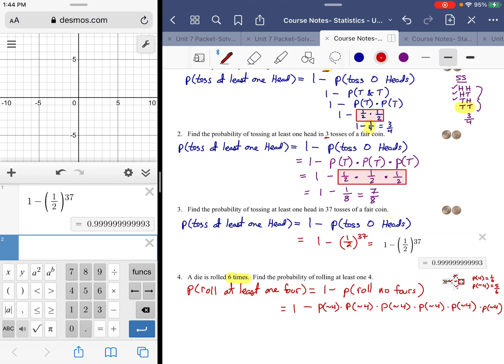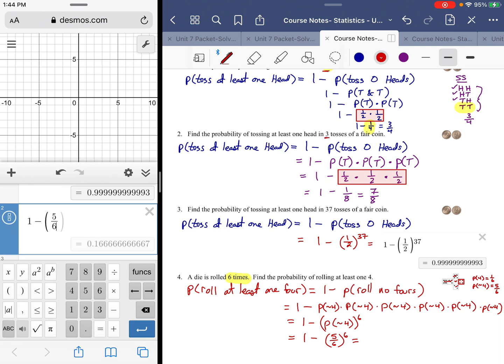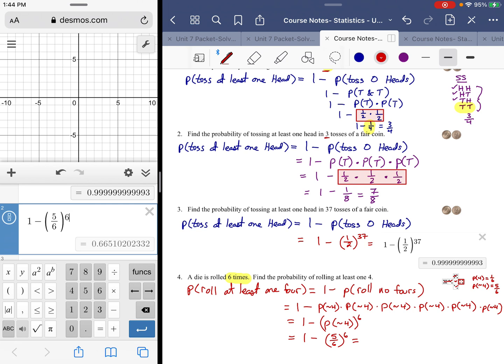Now if you're rightly thinking, well, do we have to write all that? The answer is no. What you should write instead is 1 minus the probability of getting not a 4 raised to the 6th power. In which case it would be 1 minus, we know the probability of getting not a 4 is 5 out of 6, to the 6th power. Then the rest goes into Desmos. All right, so 1 minus parens 5 over 6 raised to the 6.